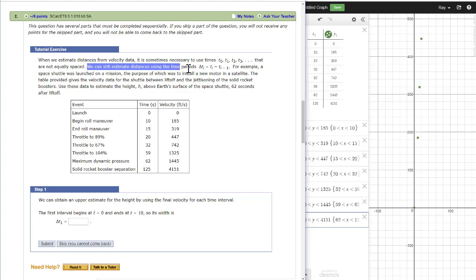We can still estimate the distance using the different periods, delta t sub i, which is the difference between the t sub i term and the term before that. For example, a space shuttle was launched in a mission, the purpose of which was to install a new motor in a satellite. The table provided gives us the velocity data for the shuttle between liftoff and the jettisoning of the solid rocket boosters. So use the data to estimate the height above the Earth's surface within the 62 seconds given after liftoff.